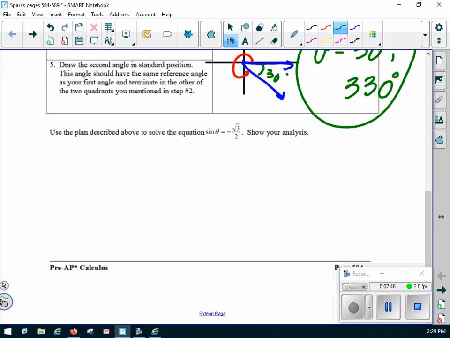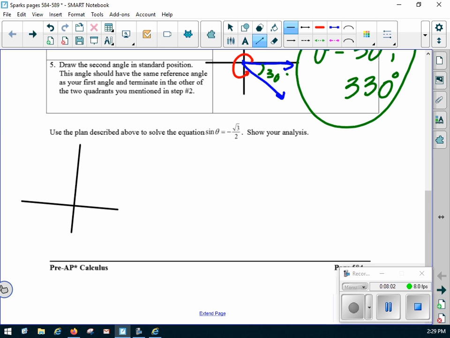Use the plan described above to solve this equation: sine theta equals negative root 3 over 2. Show your analysis. Here's what I want you to do.